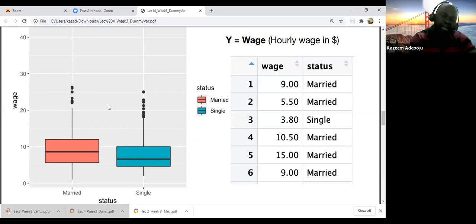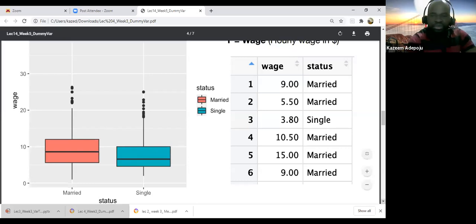So we are suspecting that the median wage of the married people is higher than the median wage of the single people. But we cannot just conclude that based on the plots. We actually need to go inferential to be able to provide an answer to that.